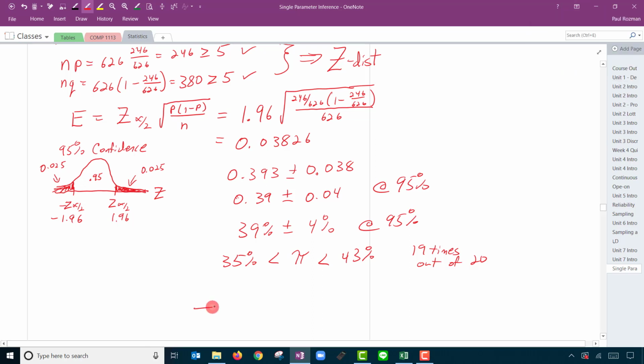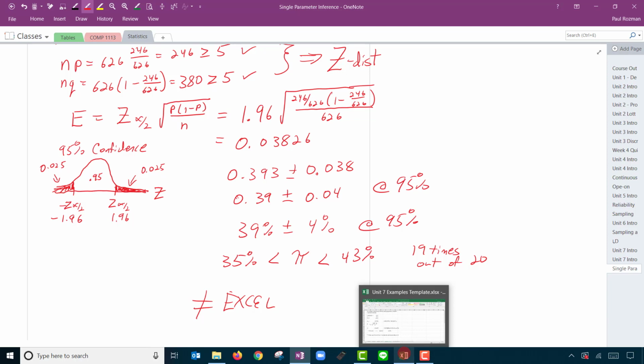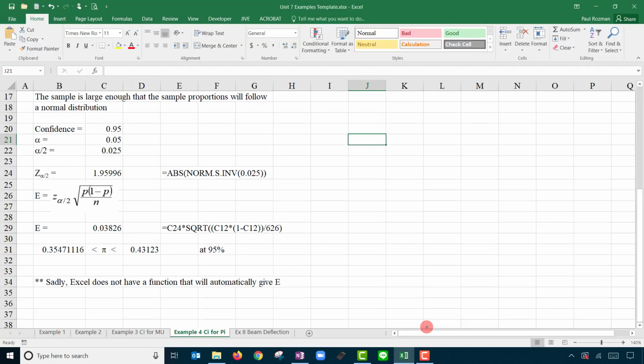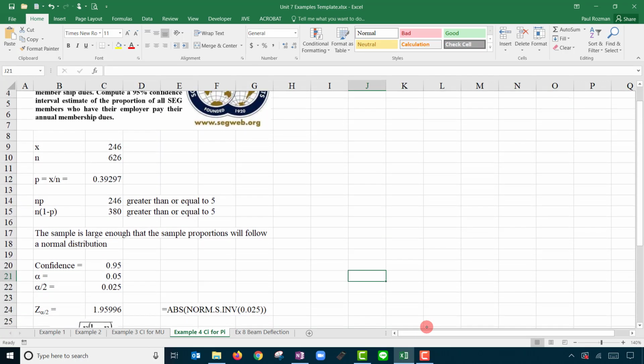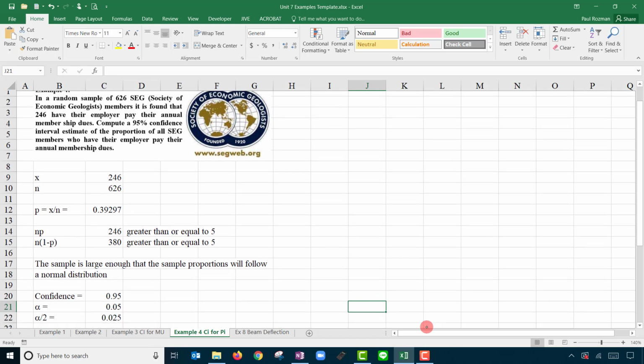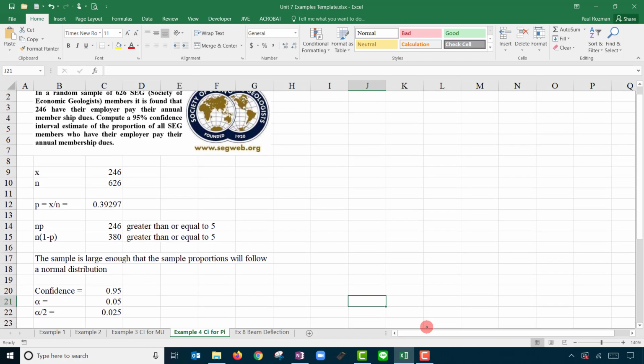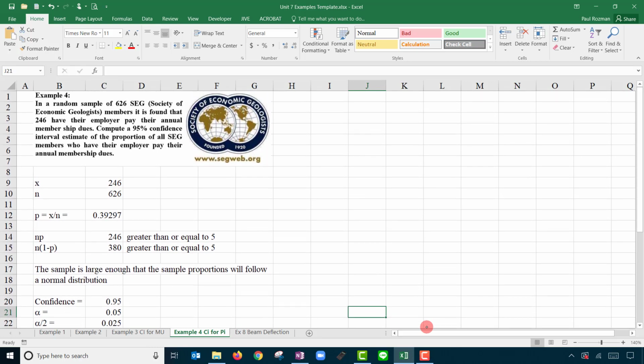Sadly, there is no Excel function that just automatically does it. There's no confidence dot proportion function. You'd basically have to do what we just did in Excel. I made you a template. That way, if you ever have to do another one of these, you could open this template up and just change the numbers for whatever problem you have.